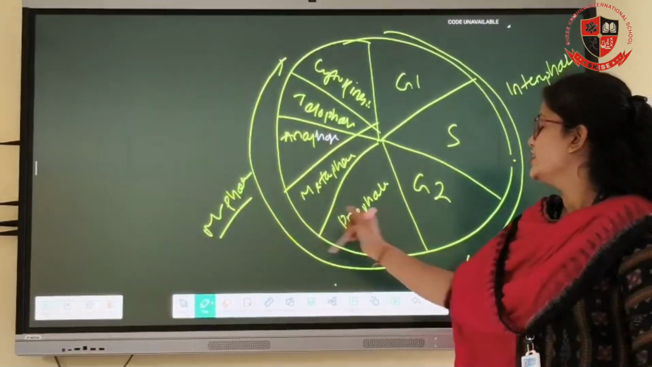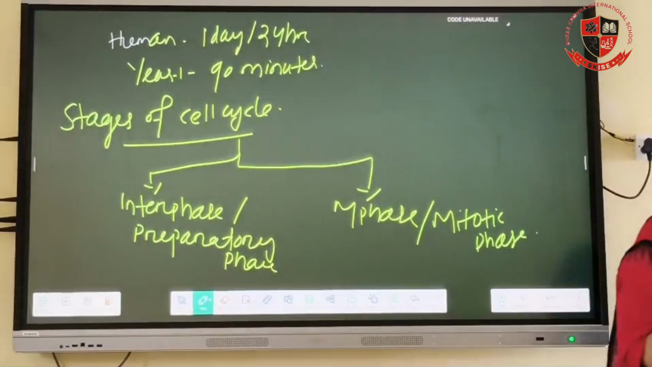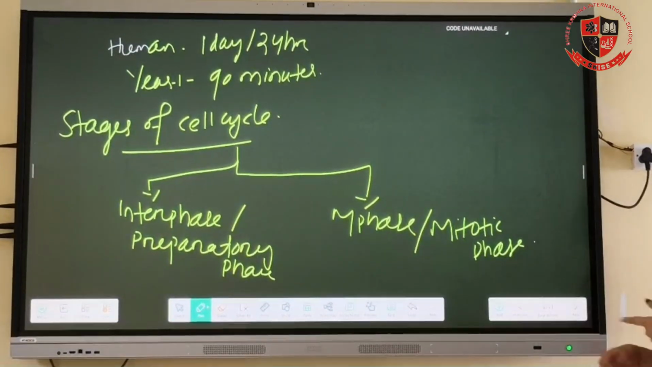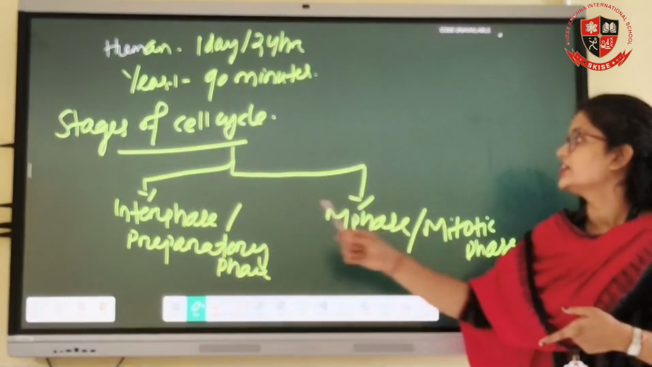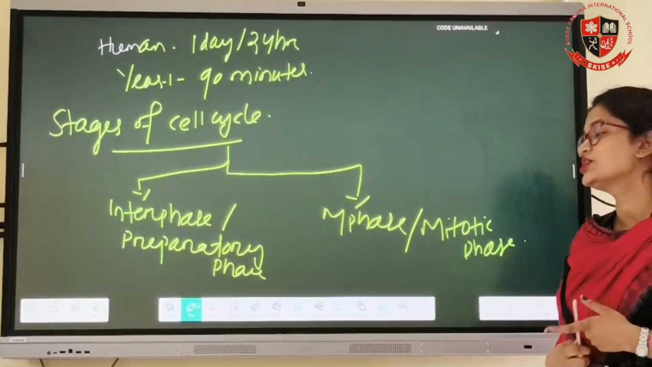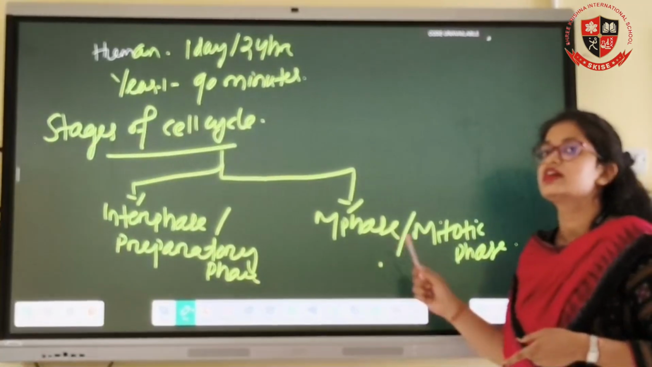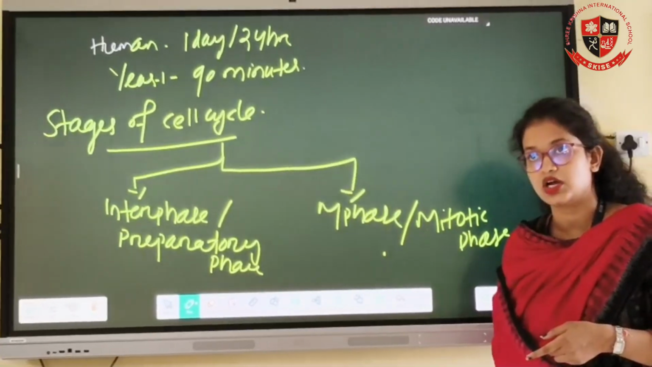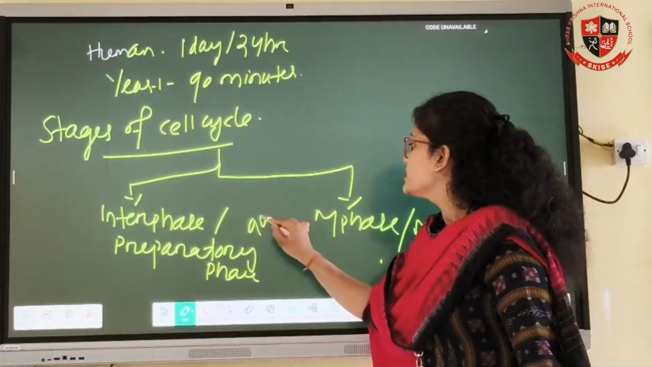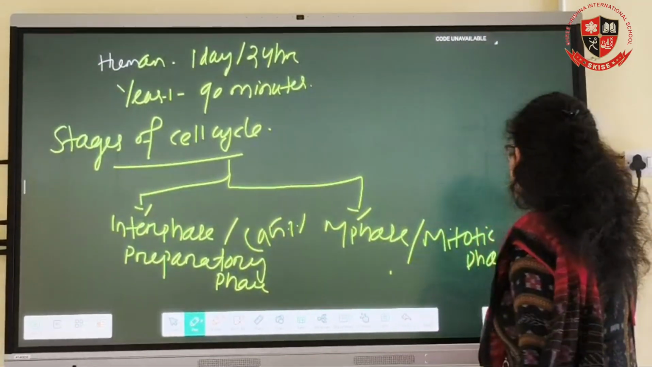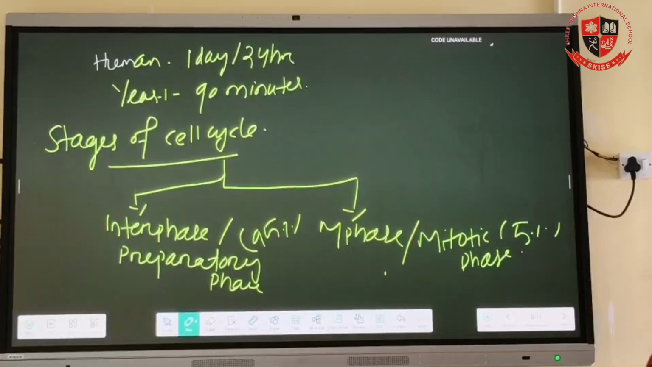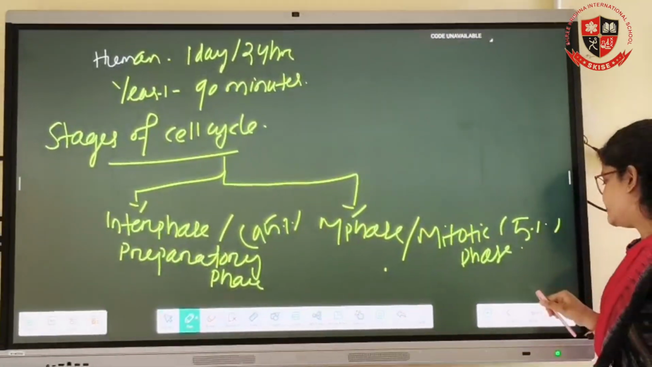First, interphase. Interphase is called the preparatory phase because before cell division occurs, there is preparation for the cell division. So interphase is the longest, taking a long time for cell preparation. In M phase, the actual cell division occurs. The duration of interphase is 95% and the duration of M phase is 5%.